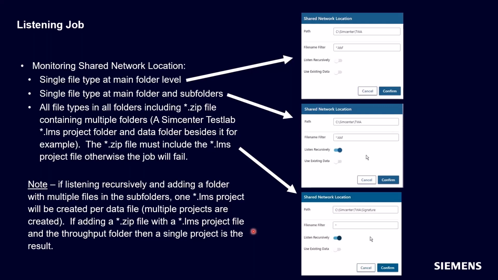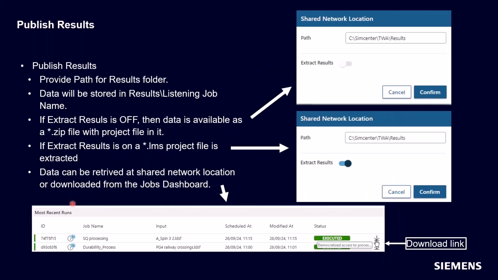So if you've got a TestLab project with throughput data beside it, there's a big advantage to zipping it into a single file, because you get a single TestLab project resulting rather than a separate TestLab project for every data file it finds. So this note is very important on whether you have one project result or multiple project results per data file. Then we publish the results.